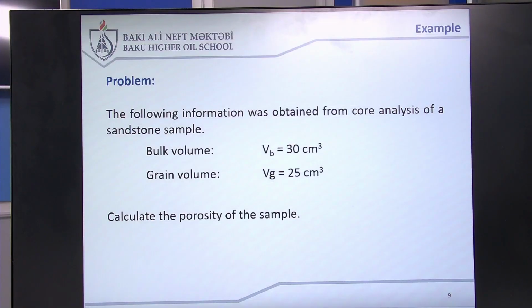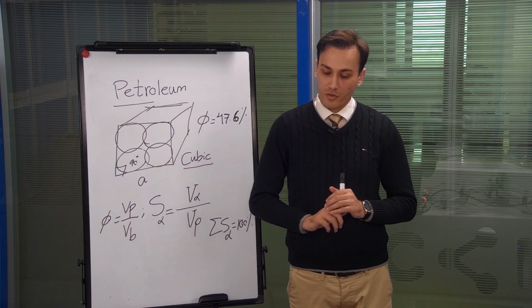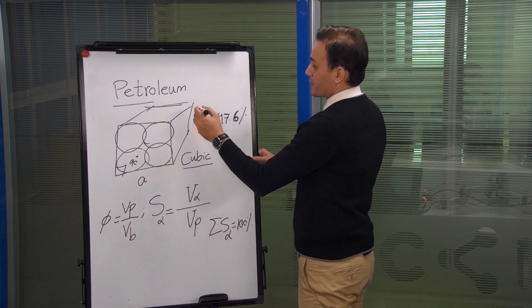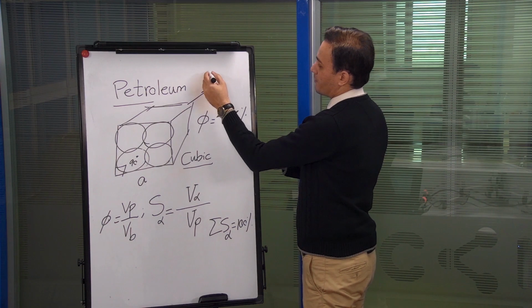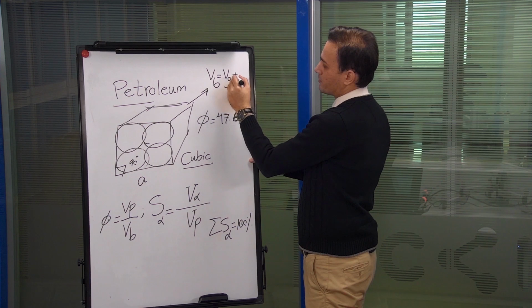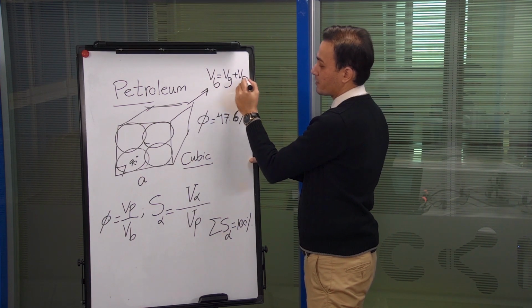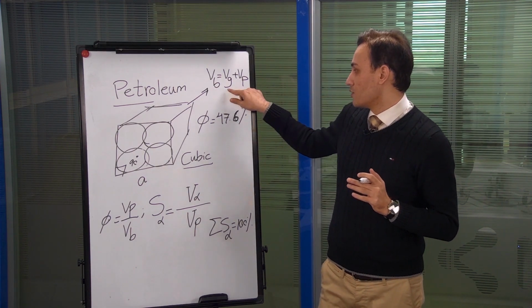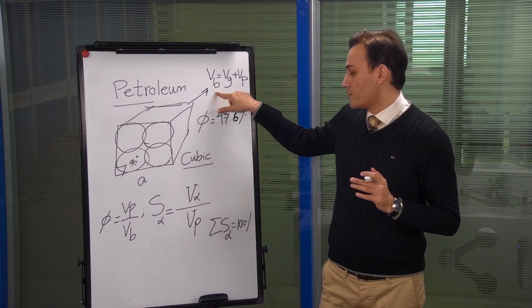This is an example that gives us the values for bulk volume and grain volume, and it asks for the calculation of the porosity. So if you follow this formula, we see that the givens are bulk volume and grain volume. From here, we can know that the bulk volume is actually equivalent to the sum of grain volume plus the pore volume, right? So we have bulk volume, and it contains only grain and pore. So the sum of them should be equal to this.